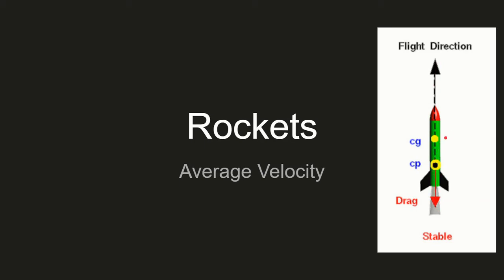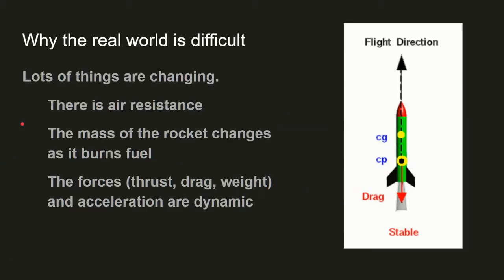Two things you need to pay attention to when designing rockets are CG, the center of gravity, which is the point of the rocket at which it balances the left side versus the right side, the front versus the back, and CP, the center of pressure. Think about this as the origin of the thrust. Those are some things that are interacting. Why this is difficult in the real world.